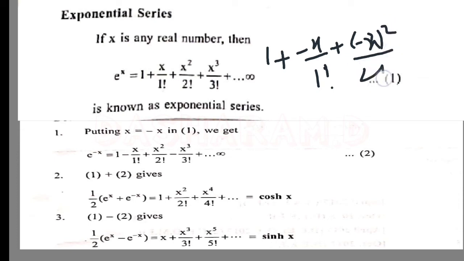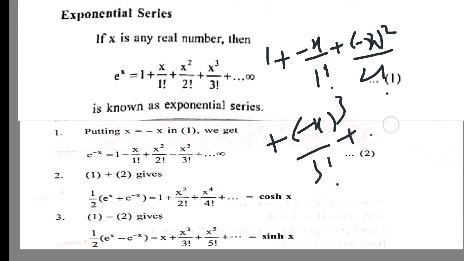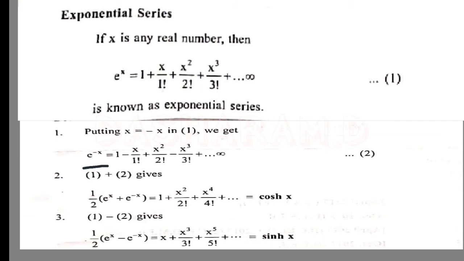From this series, if you substitute x equals minus x, see what will happen. 1 plus minus x by 1 factorial, plus minus x whole square by 2 factorial, plus minus x whole cube by 3 factorial plus dash. Here minus x whole square will become plus x square. So finally the answer is e to the power of minus x equals 1 minus x by 1 factorial plus x square by 2 factorial minus x cube by 3 factorial plus dash infinity.